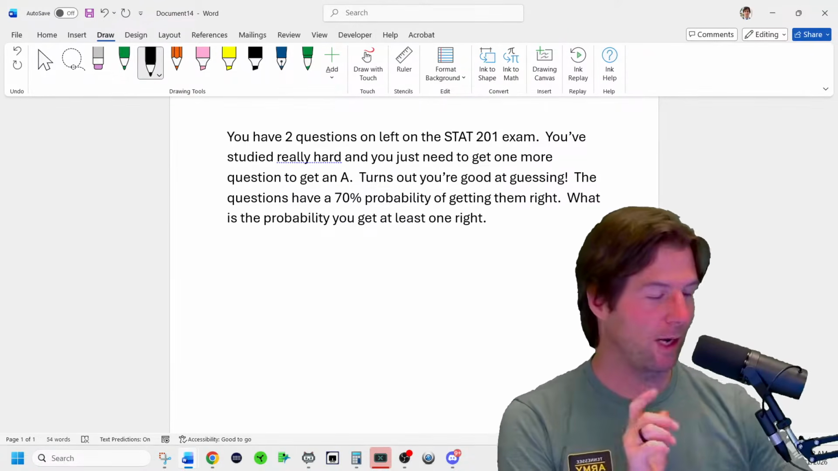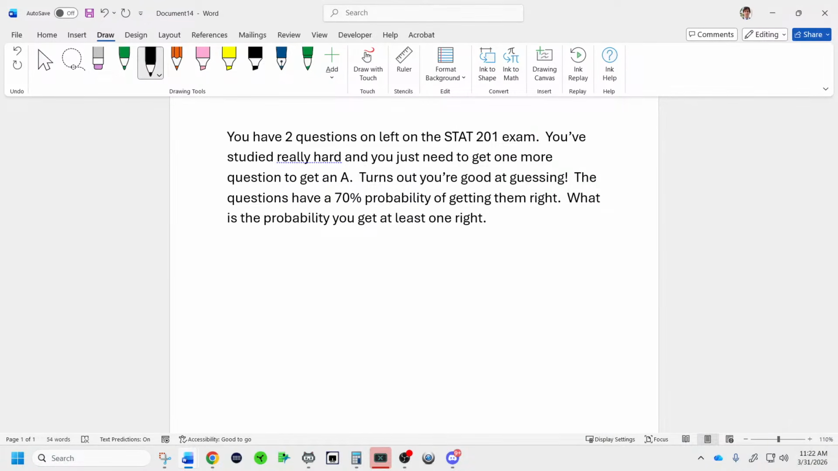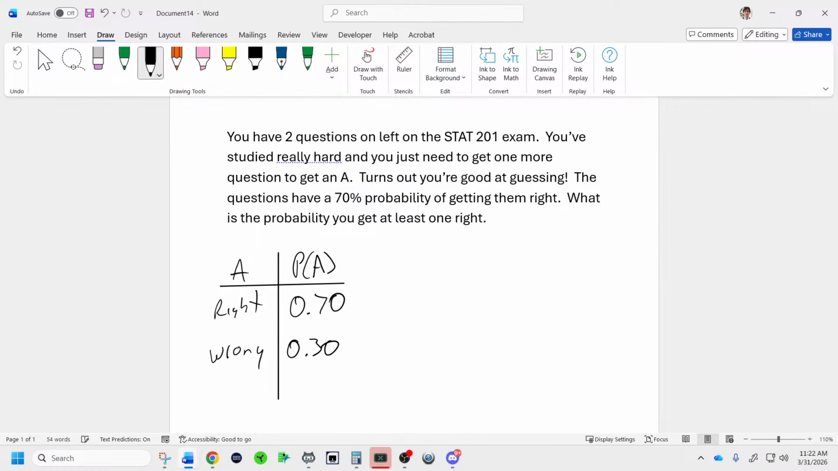So what are we going to do? We're going to write A and the probability of A. Great job. So right there we have A, which is the outcome. A is just an occurrence of something, and then probability of A is the probability of said thing. So we're either going to get the question right or we're going to get the question wrong. And so the probability of right is 70% and the probability of wrong is 30%. Now I make a second table.